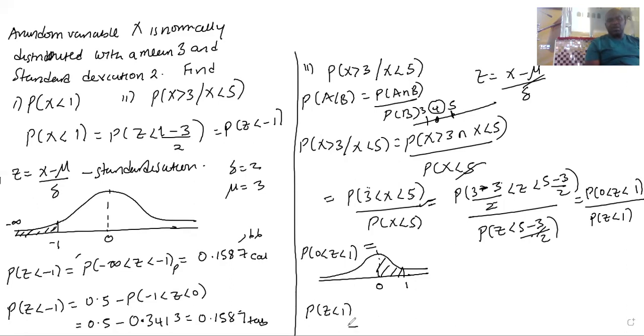My friend was asking, when do we add? Now, this is when we add. When they say the probability of z is less than 1, it includes everything, given the negatives. So this side is 0.5. Then to this one, you add the probability from 0 less than z less than 1. So this will give me 0.5 plus the probability of 0 less than z less than 1.